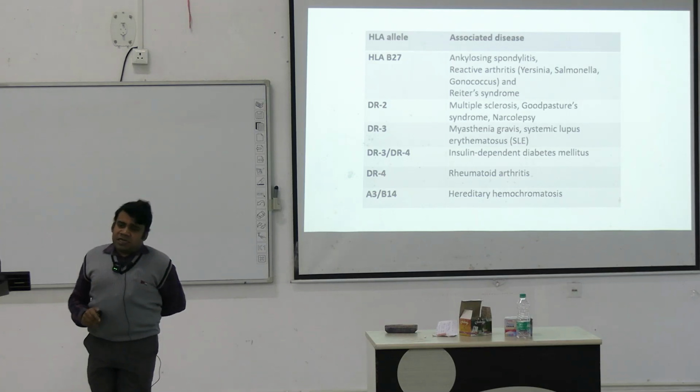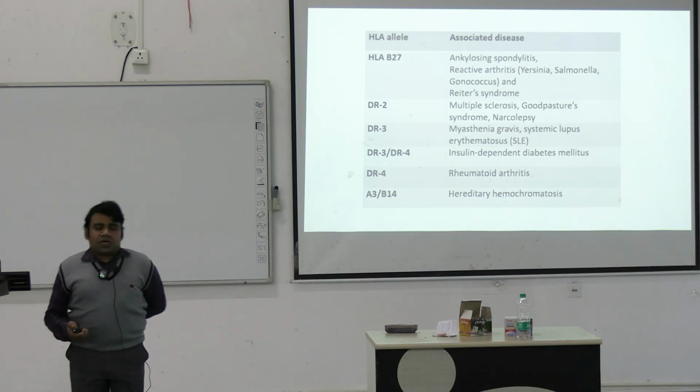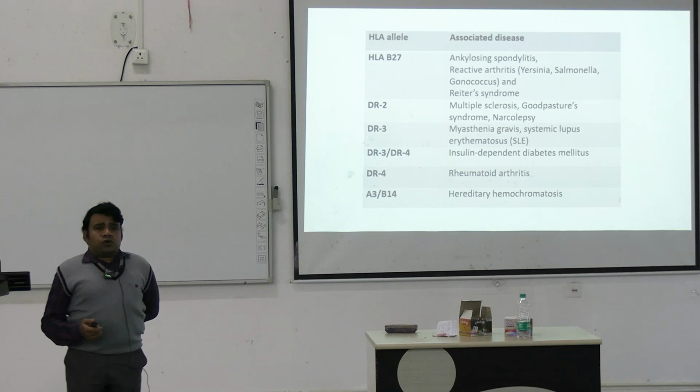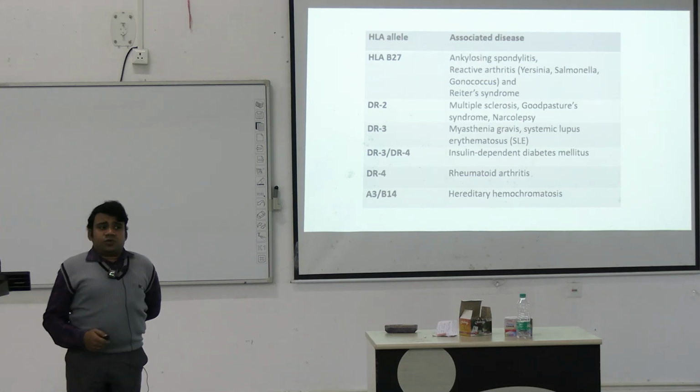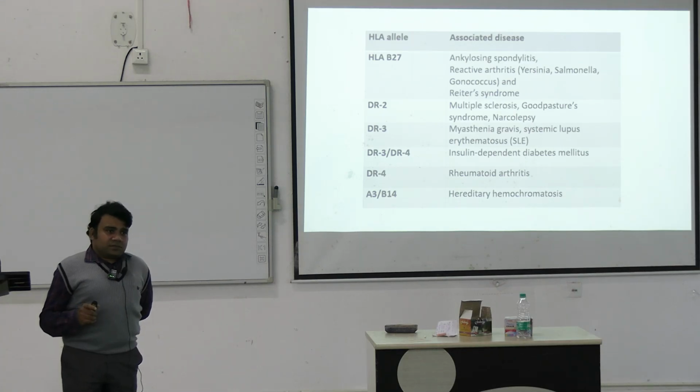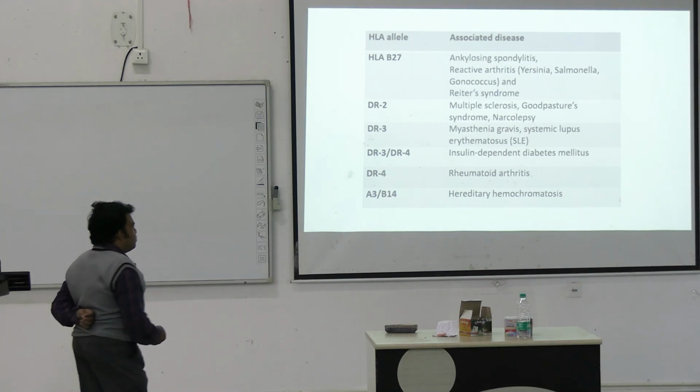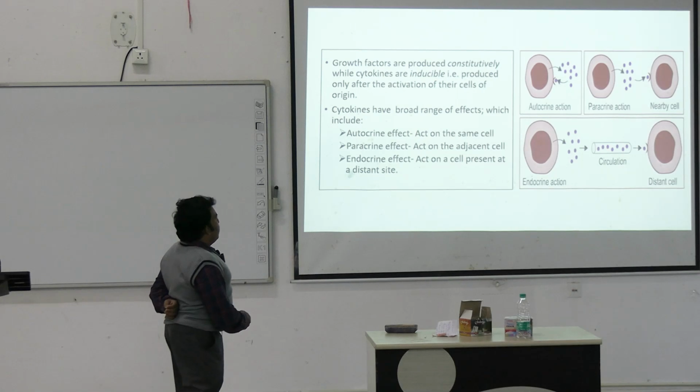Furthermore, these MHC molecules or the HLA molecules are also associated with many autoimmune diseases. For example, ankylosing spondylitis is associated with changes in the HLA B27 gene. Okay, so there are many such diseases.